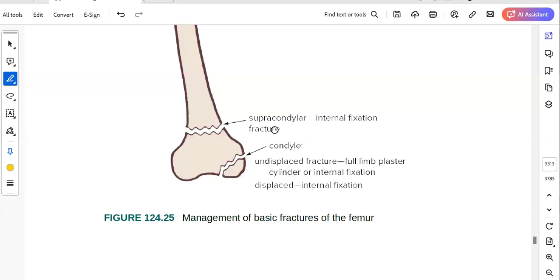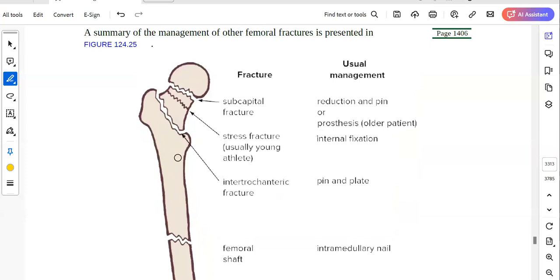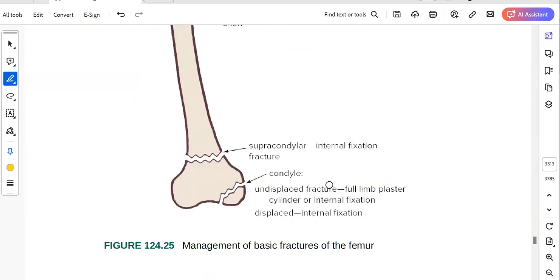So what I would suggest, rather than wasting a lot of time on reading all of those, look at the pictures. Same as the humerus has a fracture picture like this, just go through that picture, remember the usual management of them, and same applies to femur fractures.